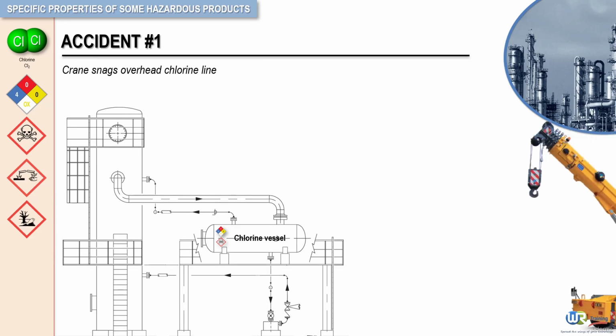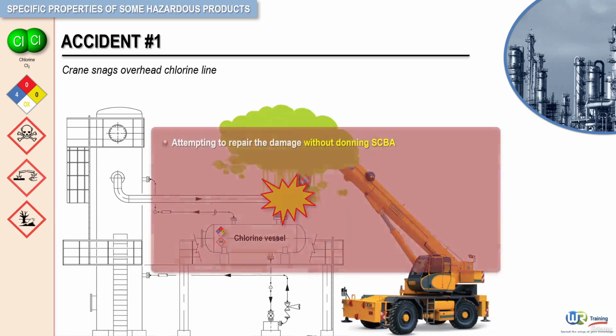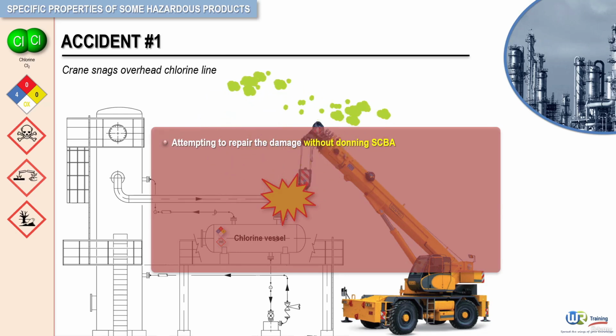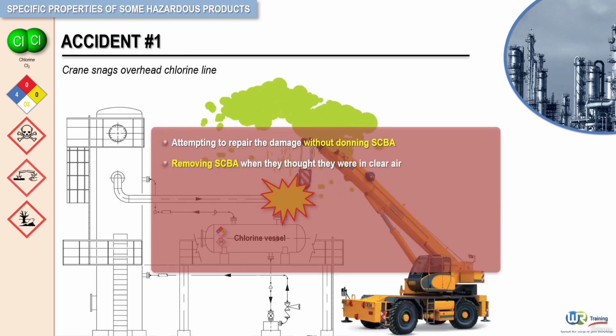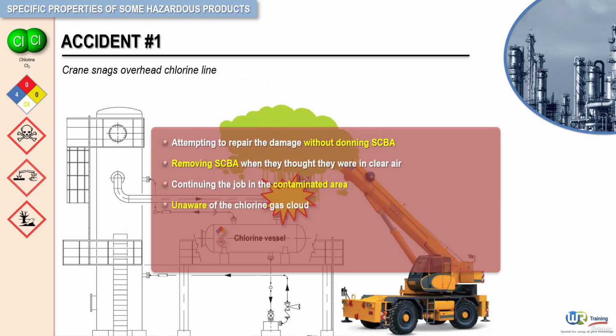A moving crane snagged an overhead pipe connected to a pressurized chlorine vessel, causing it to rupture. 7 employees were exposed to chlorine gas in a number of situations: attempting to repair the damage without donning SCBA, removing SCBA when they thought they were in clear air, continuing the job in the contaminated area, and some were unaware of the chlorine gas cloud. All workers were sent to hospital, but 2 were dead on arrival. Another worker died a few days later, while the remaining workers survived, but unfortunately suffered severe brain damage.